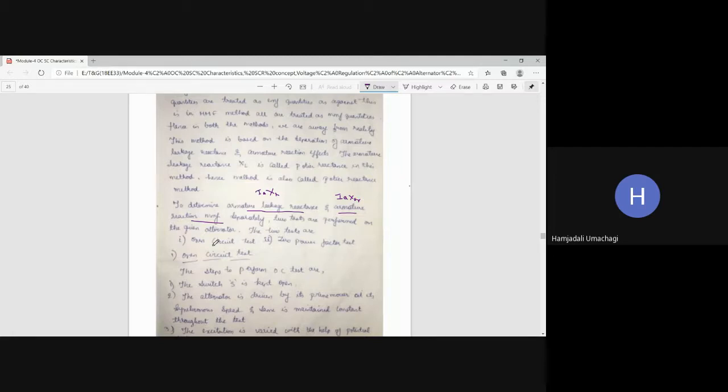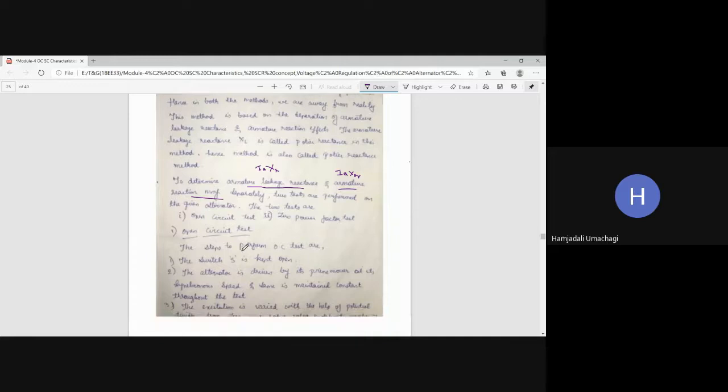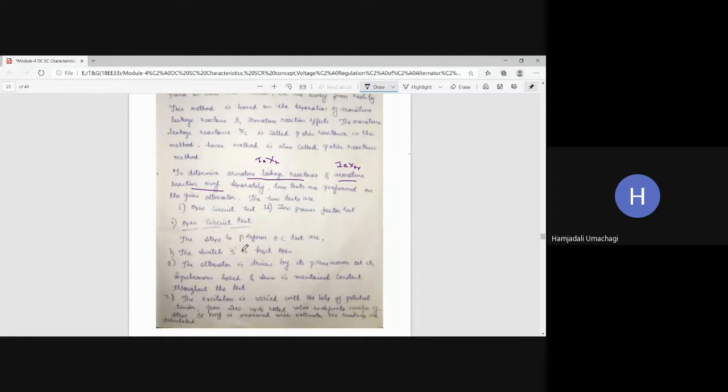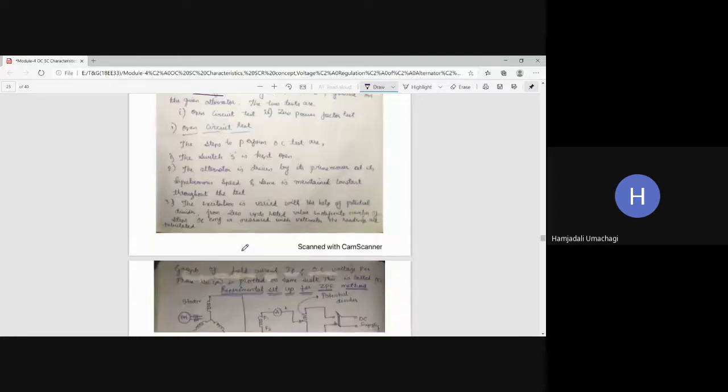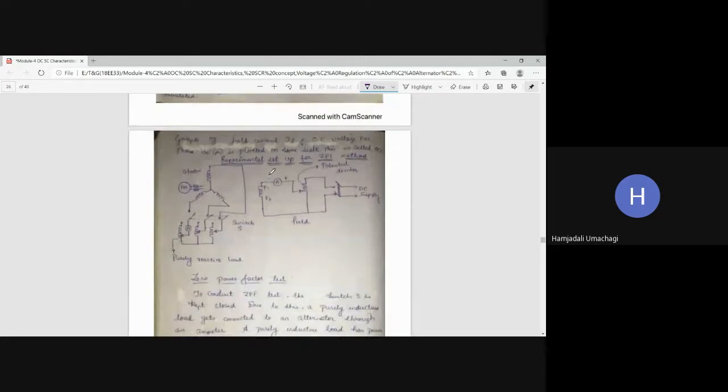Okay, now let us see how to conduct the test. So this is the circuit diagram, the experimental setup for the ZPF method. You are given the stator of an alternator. This is the prime mover, which is mechanically coupled to the alternator, and this is the field winding. These are the potential dividers for excitation purposes, to control the speed of the alternator.